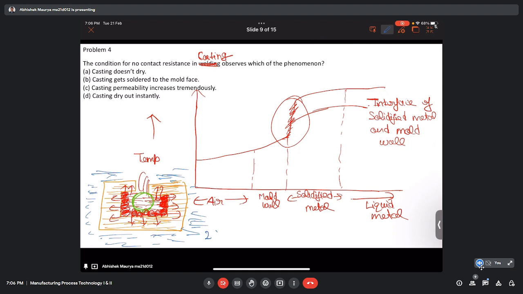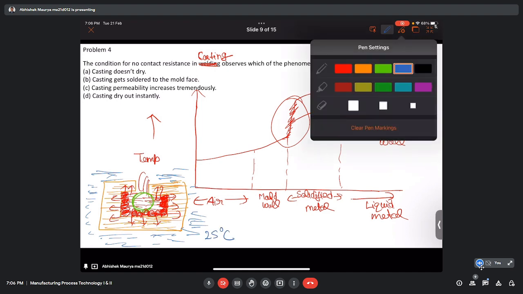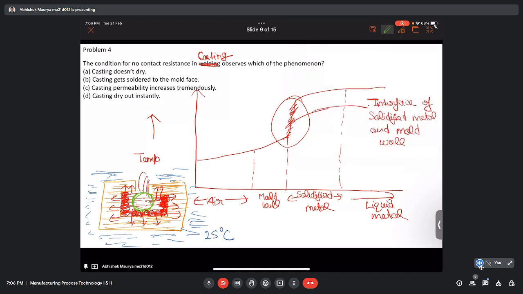Okay, air is at 25 degrees Celsius, whereas molten metal is above that. If we talk about cast iron, let's say it has 540 degrees Celsius. Because of the temperature difference, what will happen? Heat flux will take place. So heat will start flowing from the molten material to the ambient. So like this. So all the way.